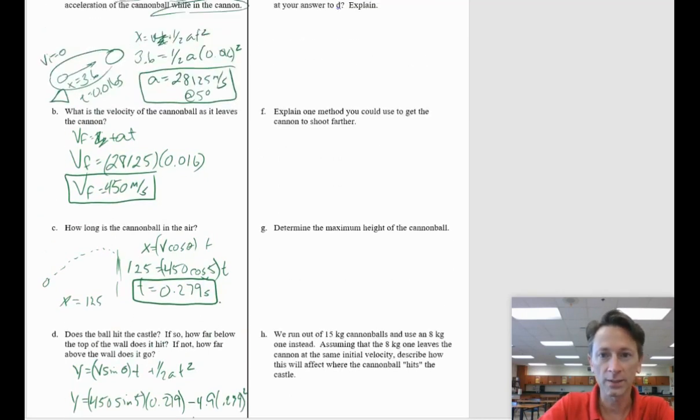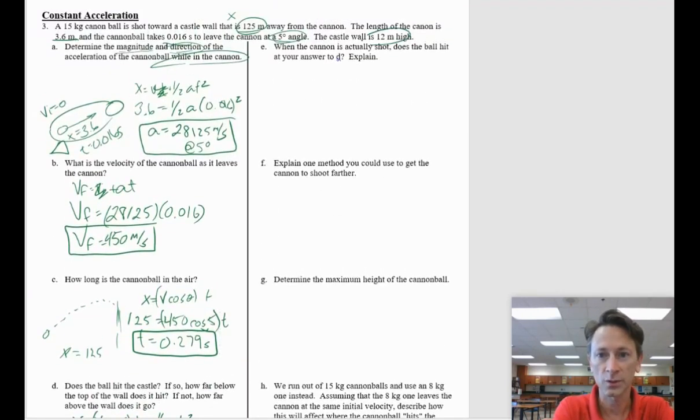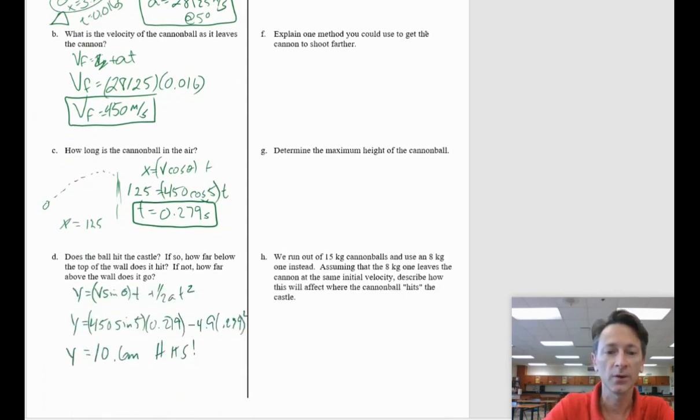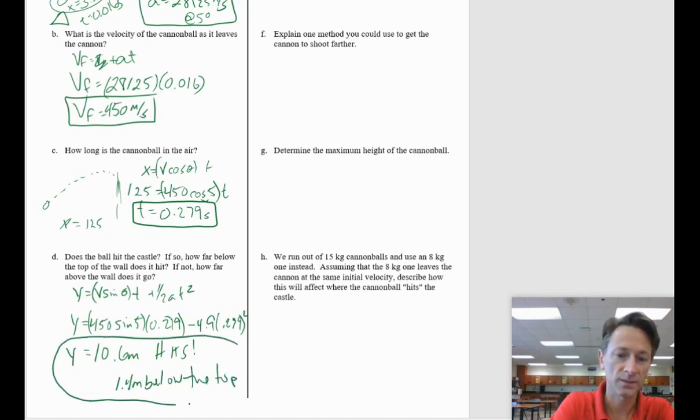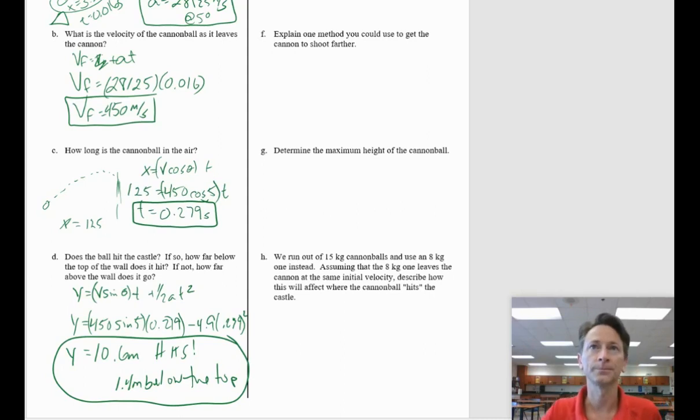And if the wall was, what did it say at the top of the problem? If the wall is 12 meters high, then we know that it hits at 1.4 meters below the top. So all of that is combined into the answer. How far below the wall does it hit? That's what it is. It doesn't hit above the wall.